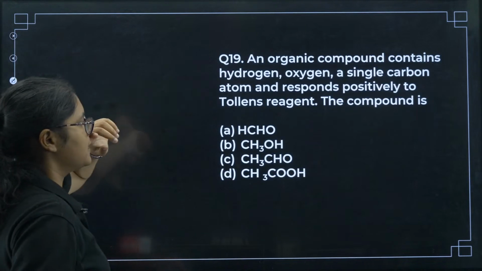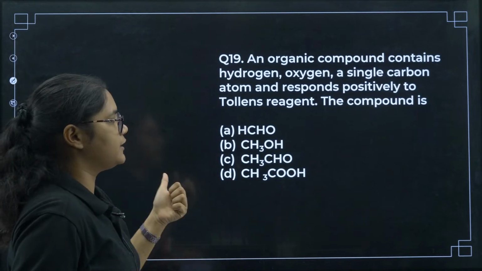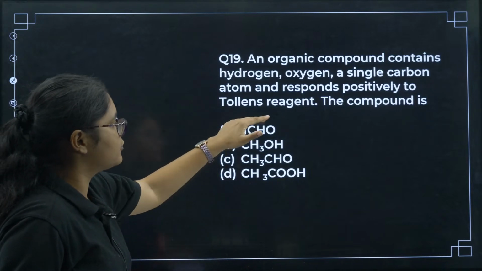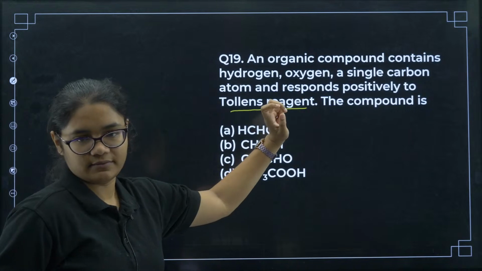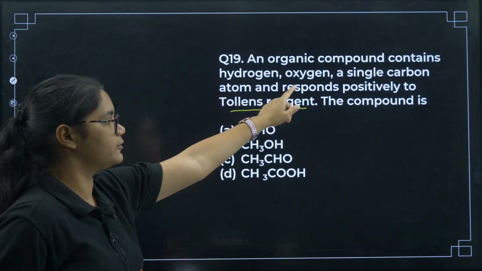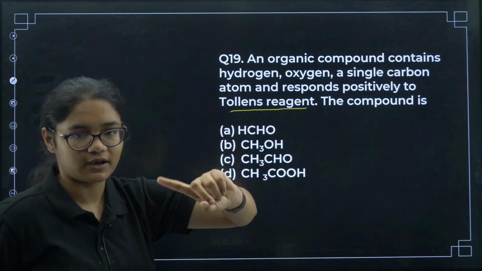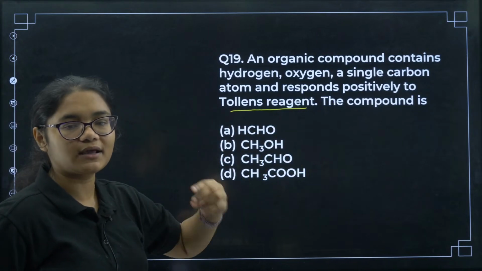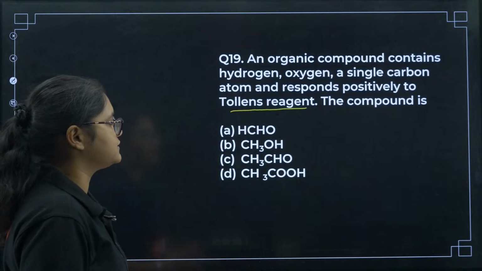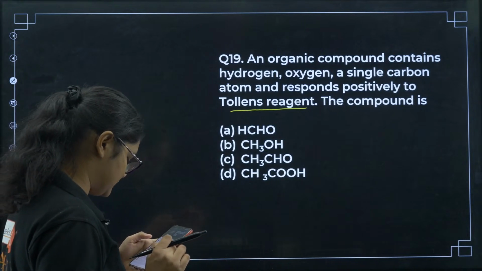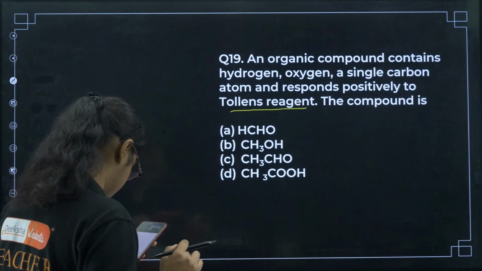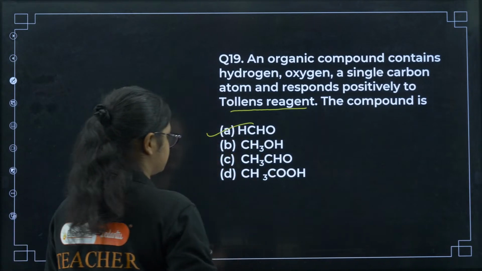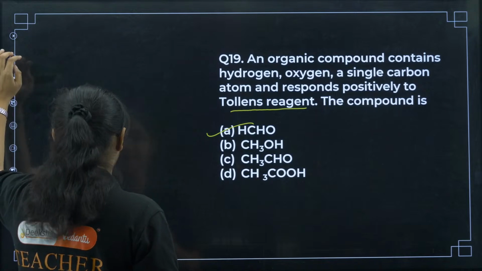An organic compound contains hydrogen, oxygen and a single carbon, and responds positively to Tollens reagent. So it has hydrogen, oxygen and only one carbon, and it responds to Tollens reagent. So it has to be a one-carbon aldehyde. Then what is the compound? Very simple and easy question. I want a quick answer from here. Yes, Orishis is correct. 19A, that is your formaldehyde.